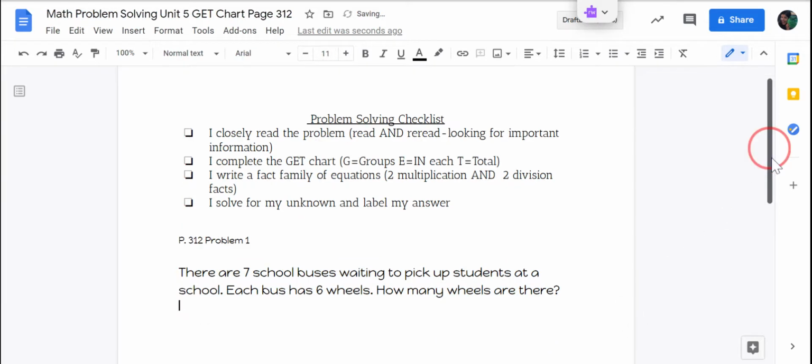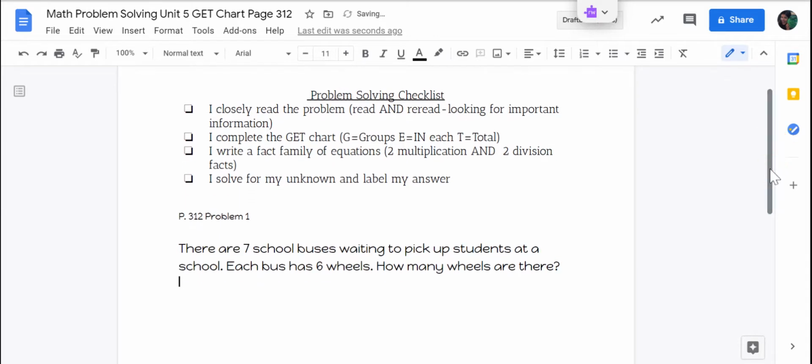So I closely read the problem, read and reread. I'm looking for that important information. All right, there are 7 school buses. Do I really care that they're waiting to pick up or drop off kids? No, I'm just concerned about the 7 school buses and that each bus has 6 wheels because I want to find out how many wheels there are. So my GET chart.